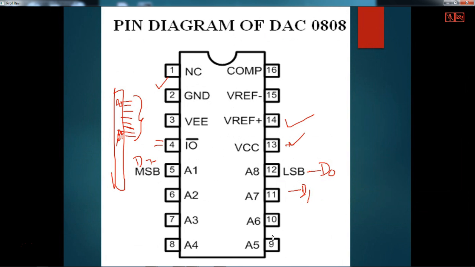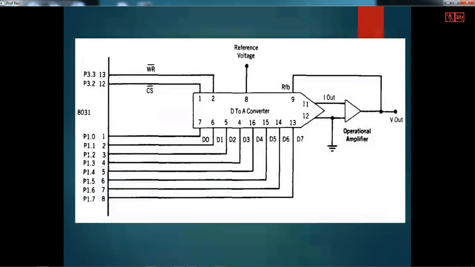12, 11, 10 and 9 here in this case. Now this D2A converter has to be connected to the microcontroller. So 8 pins are needed. Any external device has to be connected through ports, so I am using port 1 here.